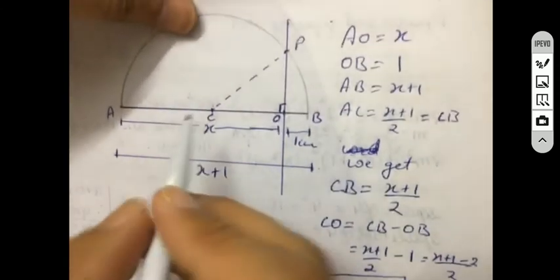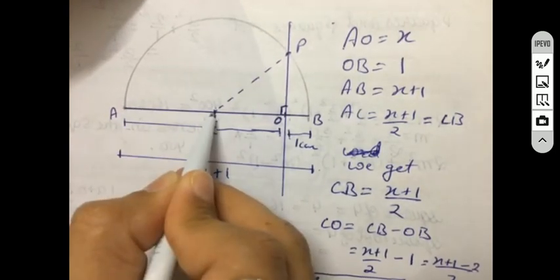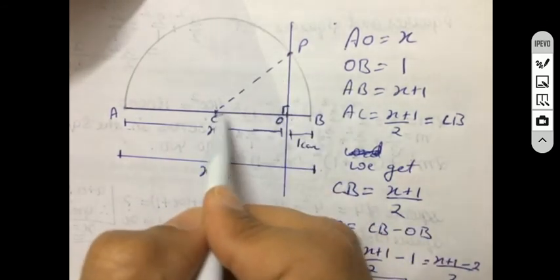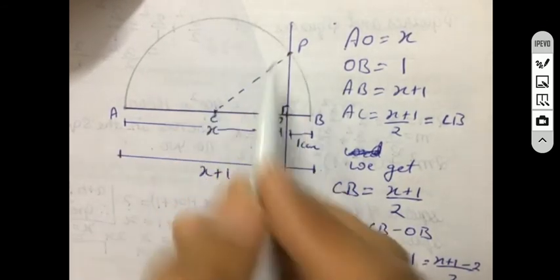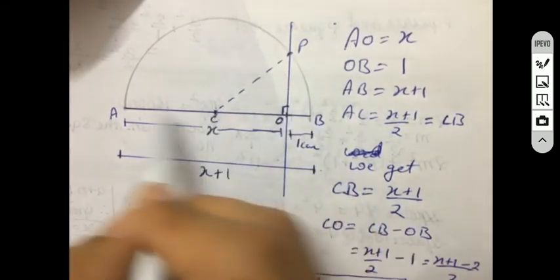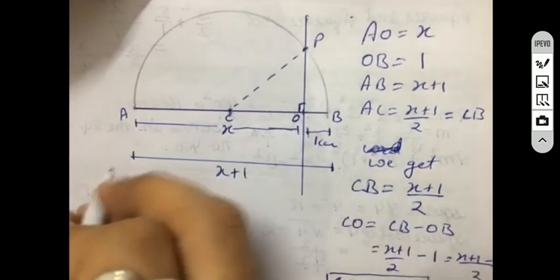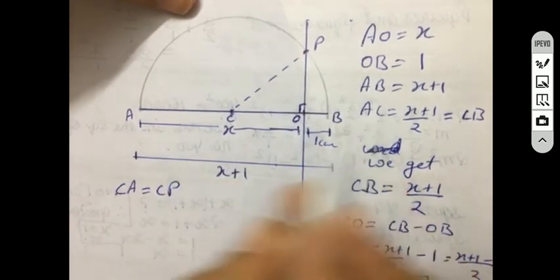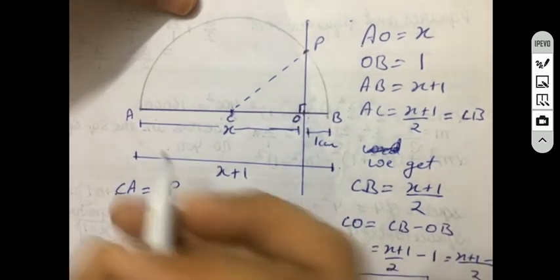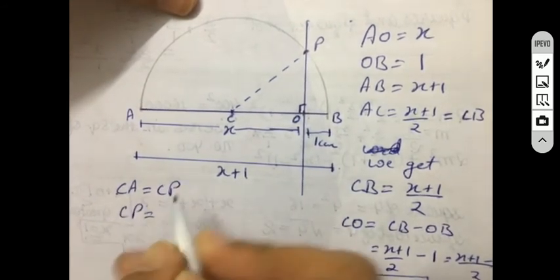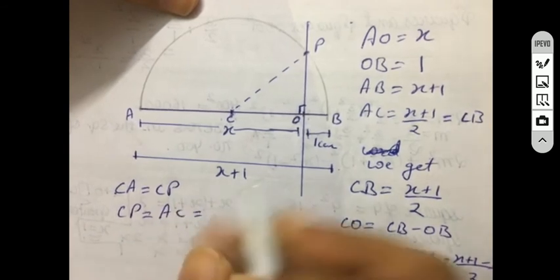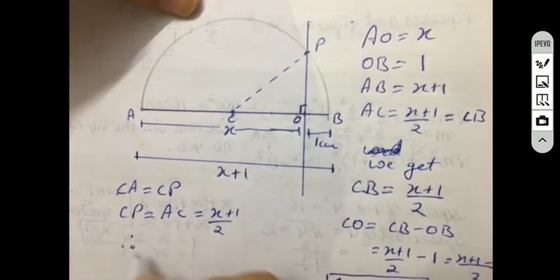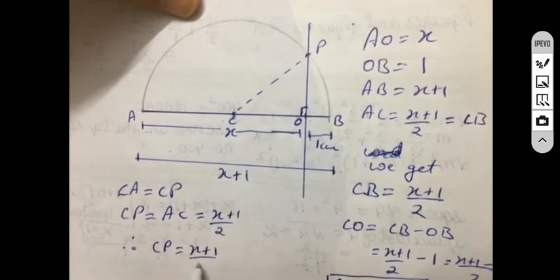Now, as CA is a radius, therefore CP will also be a radius. When we join any center point of a circle to any edge of the circle, that is called a radius. So CP will also be a radius. Therefore, CA or AC will be equal to CP. So CP will be equal to AC, and AC was (x plus 1) by 2. Therefore, CP will be equal to (x plus 1) by 2.